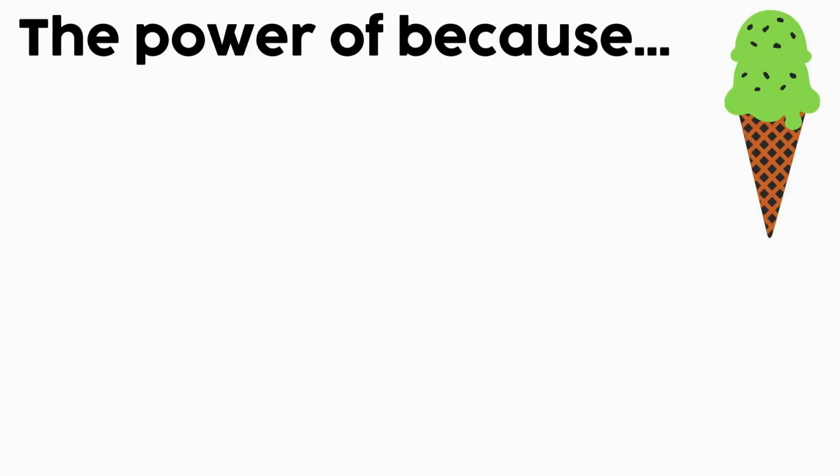So here's an example of what I might write on this anchor chart. I'm going to put because at the top or the power of because, and I am going to write an opinion that I have.